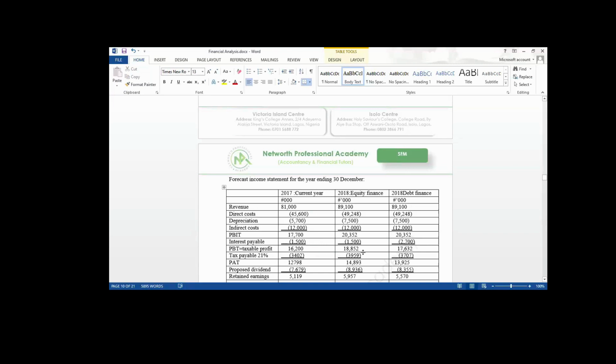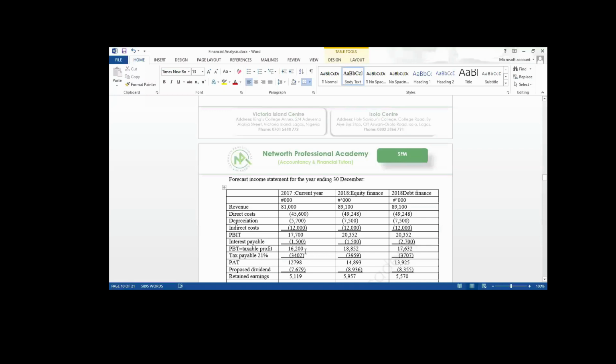Look at your profit before tax. If financed by equity, profit before tax is 18,852. If financed by debt, profit before tax is 17,632. Next, compute your tax. Please note, examiner says accounting depreciation is the same as capital allowance. That means your profit before tax is the same as your taxable profit.